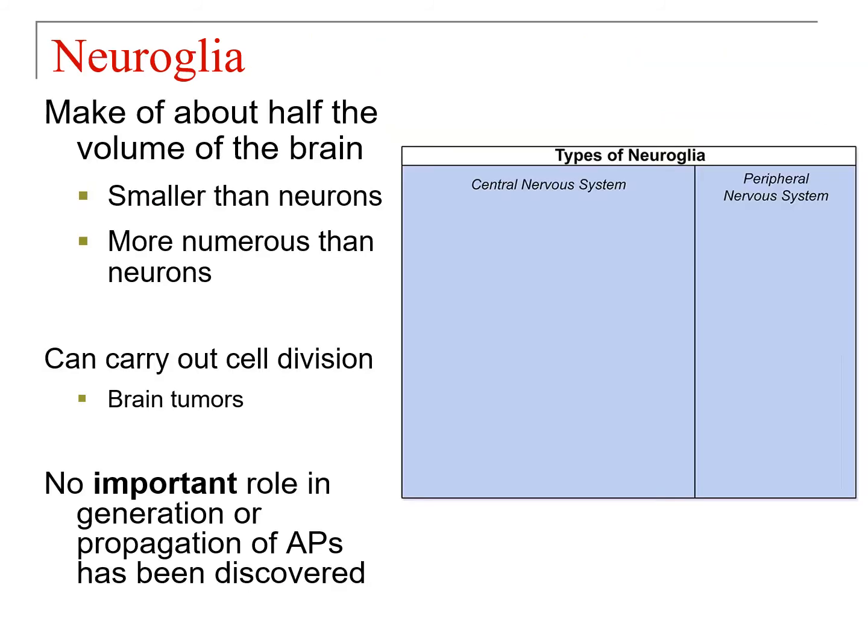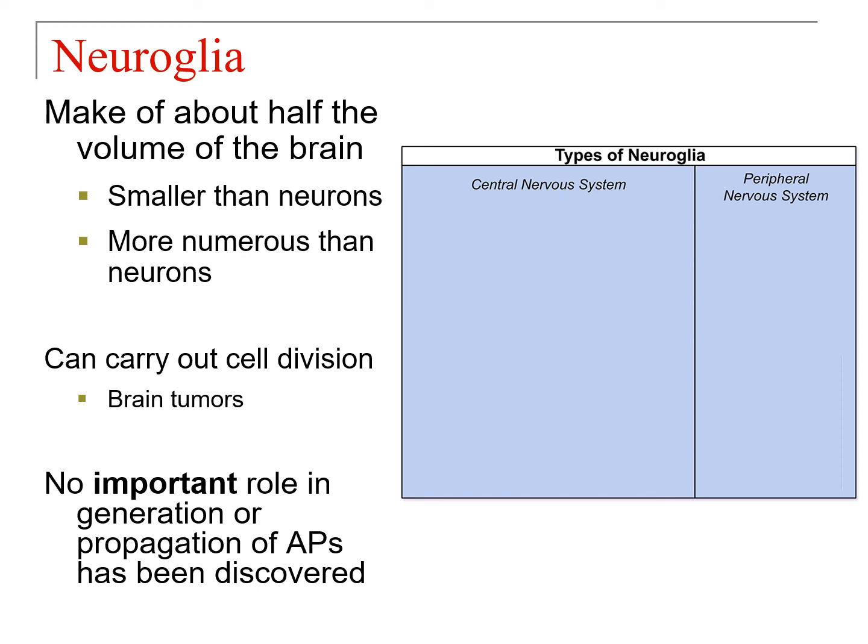Okay, so that's basically our talk on neurons. The next thing that we're going to talk about is neuroglia, which are support cells for the neurons. These make up about half the volume of the brain. So they're much, much smaller than neurons.